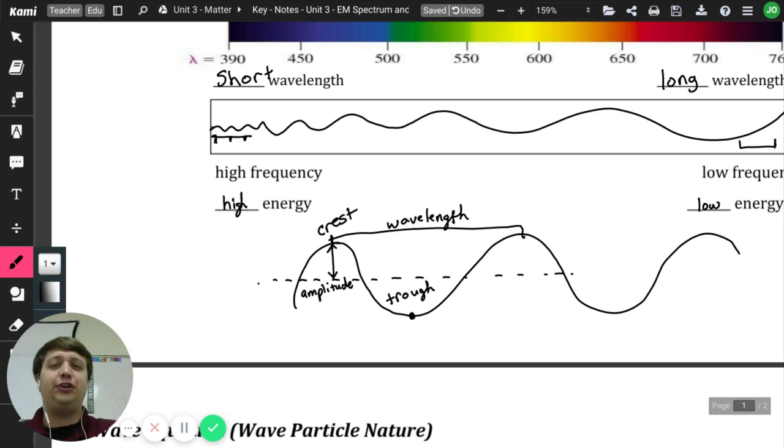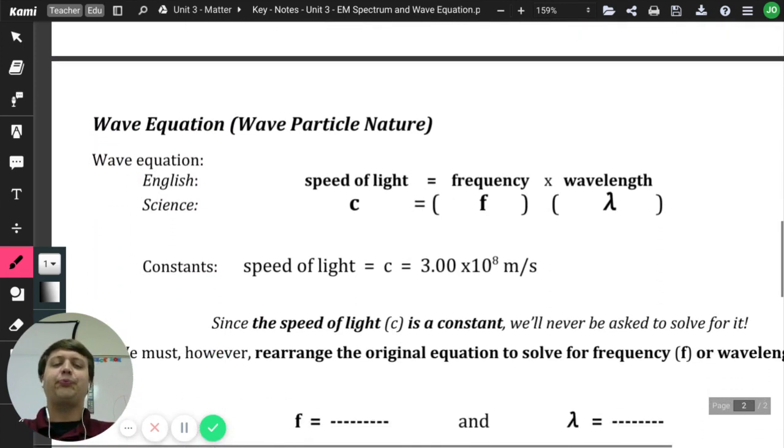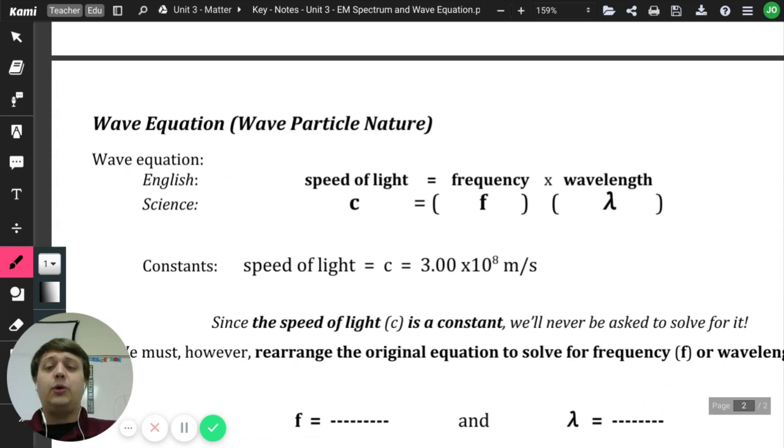So how do I actually use this in chemistry, right? Because this isn't really something that I can apply in the real world, right? Well, in chemistry, we sometimes have to figure out how much frequency or wavelength we're working with. That's going to help us get an idea of the amount of energy that's there. So how do we do that?